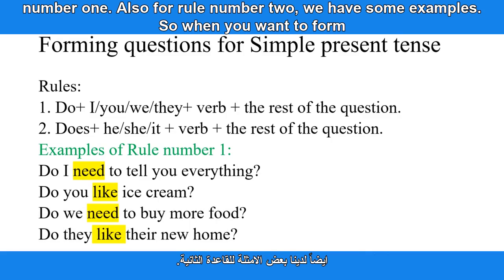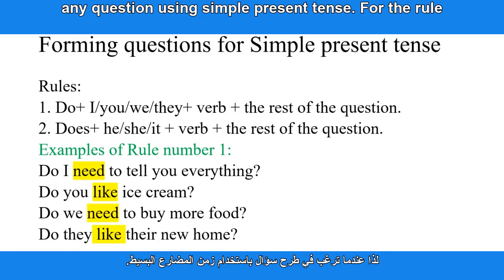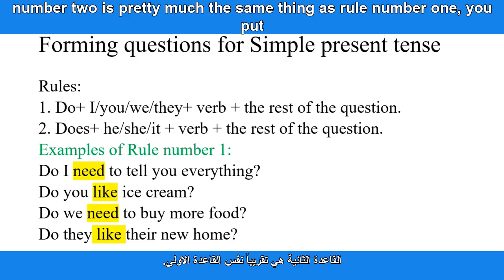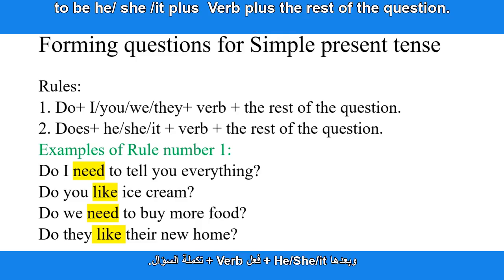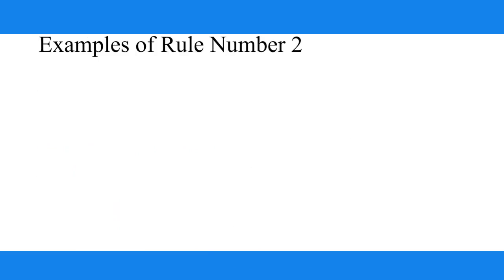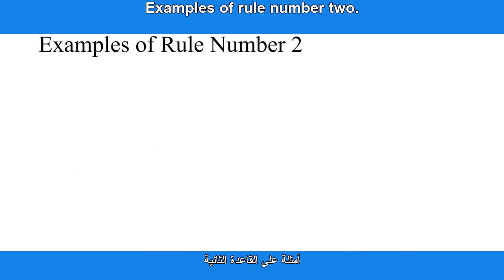Also for rule number two, we have some examples. So when you want to form any question using simple present tense, rule number two is pretty much the same thing as rule number one. You put "does" at the beginning of the question plus your subject, which is going to be he, she, or it, plus verb plus the rest of the question. Examples of rule number two.